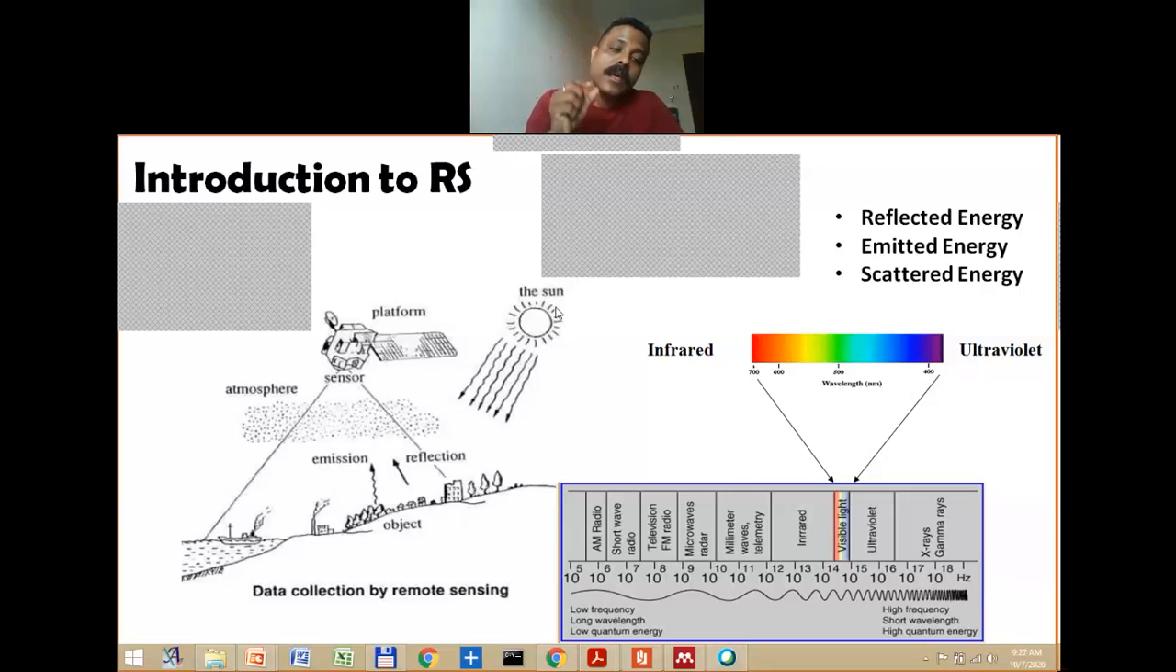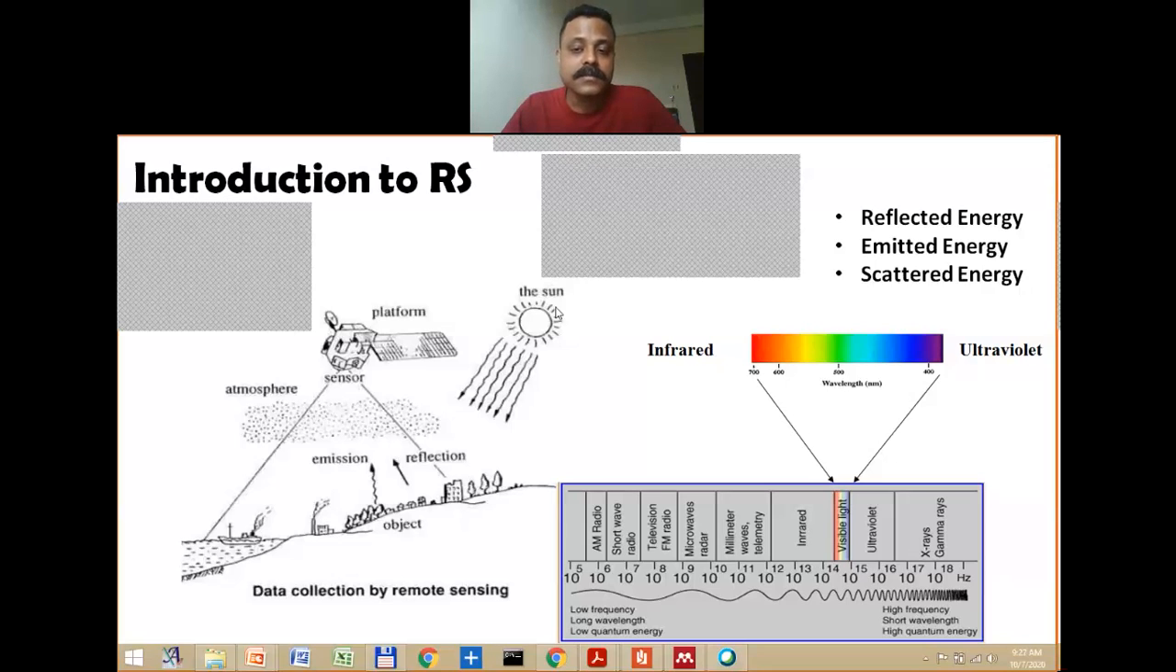But in case of shorter wavelengths, for example gamma rays or X-rays, they cannot travel far due to the shorter wavelengths. Okay? So remote sensing normally uses three different ranges of this electromagnetic spectrum.